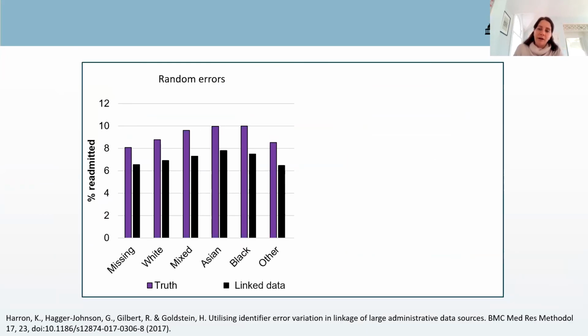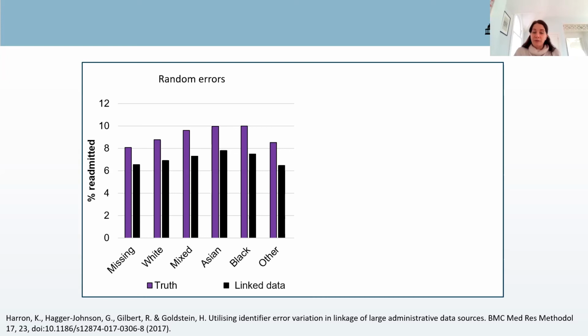And then thinking again about how errors are distributed, this plot shows the readmission rate that we would estimate based on linked hospital records if we missed matches in all groups. So if the purple lines are the true readmission rates and we've underestimated that in our linked data, then that would be represented by the black bars.